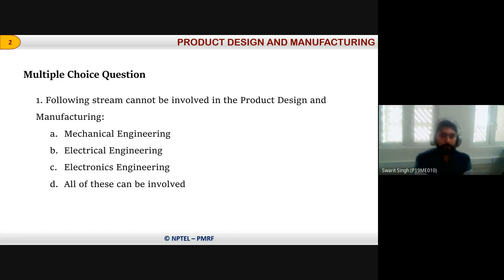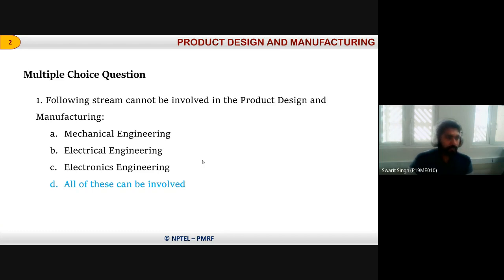Yes. In product design and manufacturing, obviously we require information, knowledge, and everything from each field. Here it is mentioned: mechanical engineering, electrical engineering, and electronics engineering. Obviously we require information from all of these branches or streams that are involved in any product design and manufacturing. So all the answers are correct.